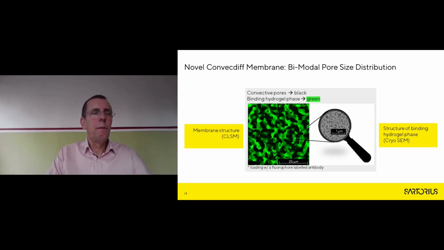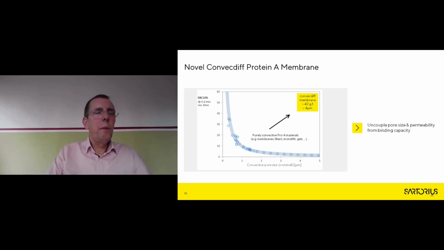diffusive path length. On the right-hand side, you can see an image of the structured hydrogel taken by cryoscanning electron microscopy. Pore sizes of the hydrogel are in the range of 100 nanometers. From this illustration, it becomes obvious how far this novel convective material differentiates itself from purely convective materials. The dynamic binding capacity and pore size are not coupled anymore, enabling high binding capacity even for large convective pores.